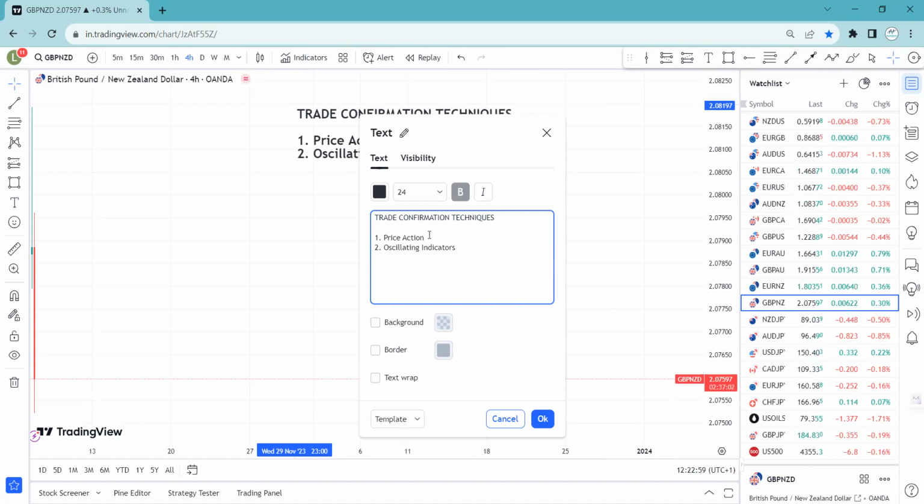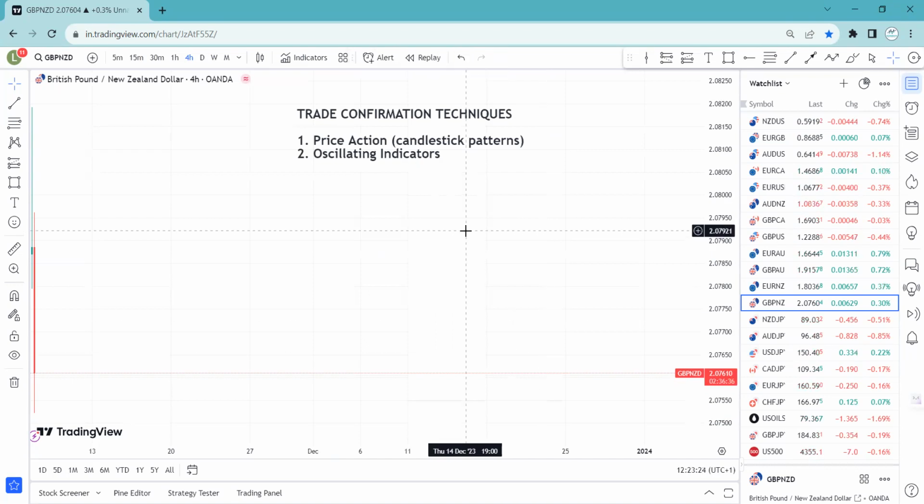When I mean price action, I mean price action patterns, candlestick patterns, so to say. Okay, let me make it more clear. So candlestick patterns under price action, or you can also use the oscillating indicators. Now, these are the two very simple and very common ways on how you can confirm your trades. Today, I'm going to be talking about the use of one of the oscillating indicators, all right?